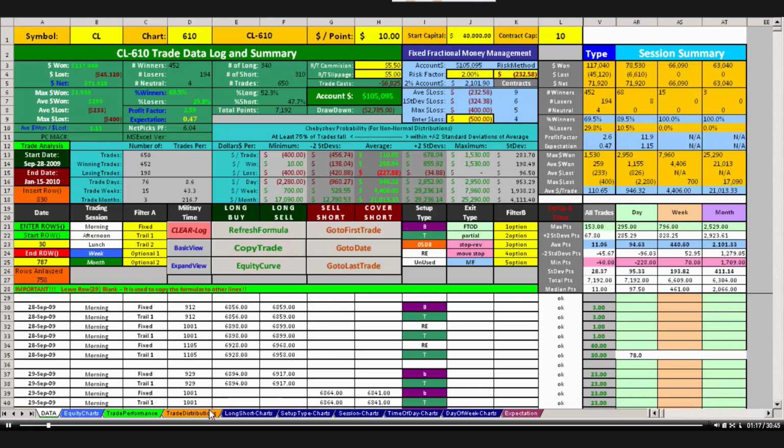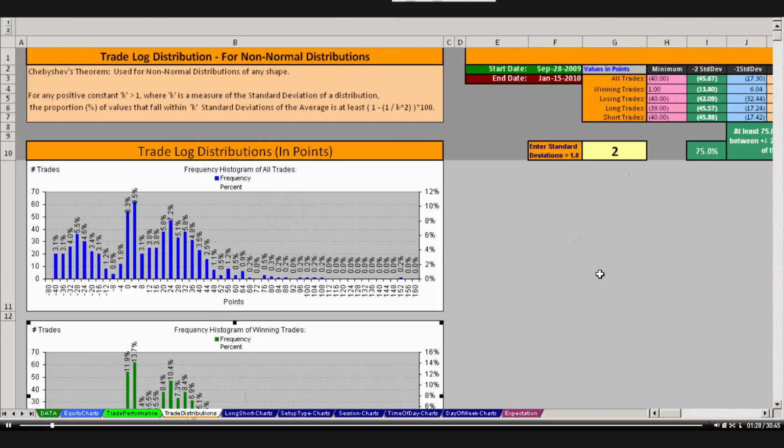So why don't we switch over to the trade distribution tab? That's the fourth tab on the bottom of the sheets. It's the orange tab, so I'm going to click that. Okay, so here we are on the trade distributions tab. Now again, as I pointed out, I'm sure every one of you can look at that very first chart, which is a chart of all the trades between the start and end date specified on the data tab, and tell me that's not a normal distribution. It doesn't look like a bell curve.